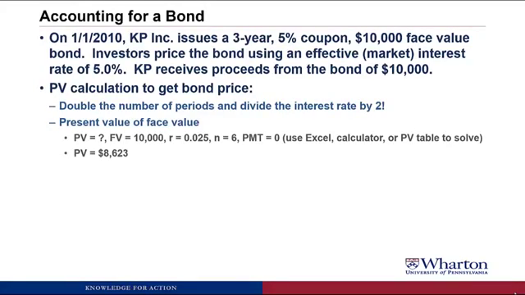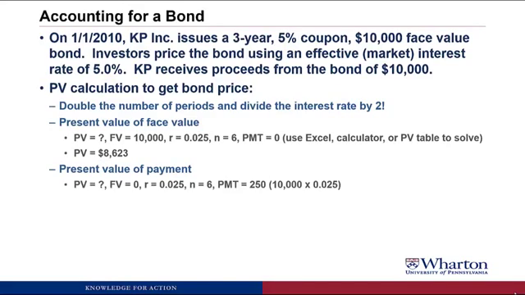And I'll bring this up in Excel in a little bit to show you all of this. We have to do the present value of the payment. So here we're looking for the present value. We set the future value equal to 0. We use the same semi-annual interest rate, number of semi-annual periods. The payment is $250. That's the $10,000 face value times the semi-annual rate of 2.5%. So that's where we get $250 from. If you use Excel, calculator, or PV table to solve, you end up with $1377. So we add those two up, 86.23 plus 1377, to get the price of 10,000.